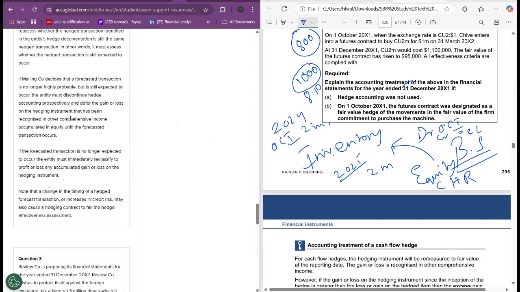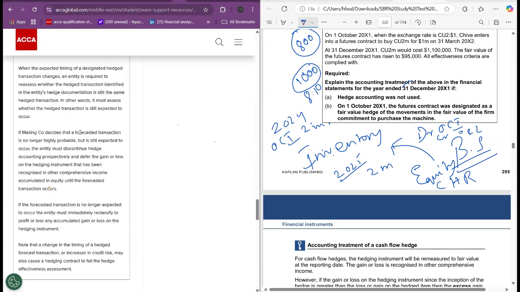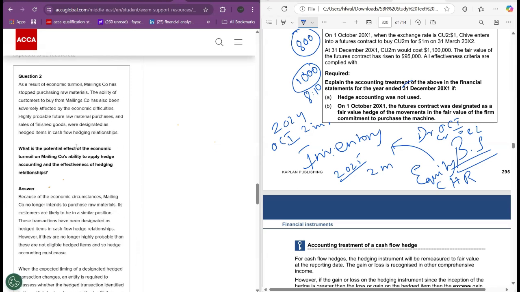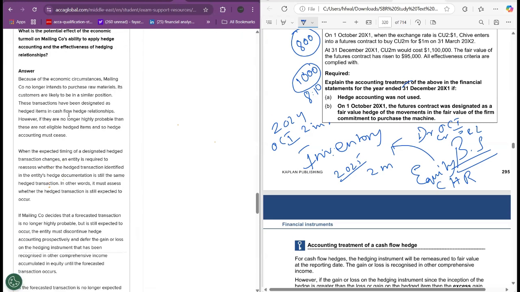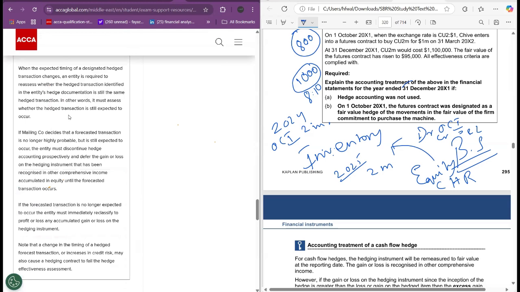and defer the gain or loss on the hedging instrument that has been recognized in OCI, accumulated until the forecasted transaction occurs. So here it is not clear if this will happen, right? If the forecasted transaction will happen. They have just said highly probable future raw material. So it is not exactly mentioned that the forecast transaction won't happen. It is likely that it won't happen.